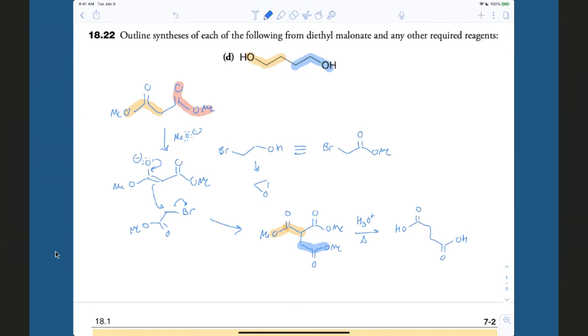This leaves us with a bis carboxylic acid that has 1, 2, 3, 4 carbons, and we need to turn this into a diol that has 3 carbons. We can do a reduction reaction with lithium aluminum hydride, followed by adding in acid to protonate the alkoxides. So these are the same thing. This is the product. A lot of these problems are about figuring out what is the appropriate electrophile to add into the malonate to make the corresponding thing on the other side.